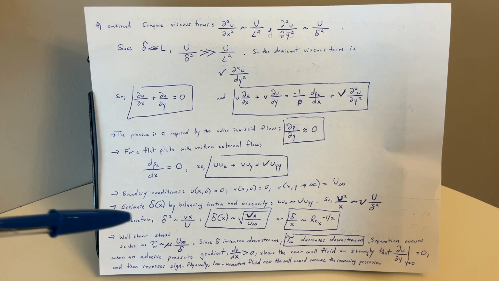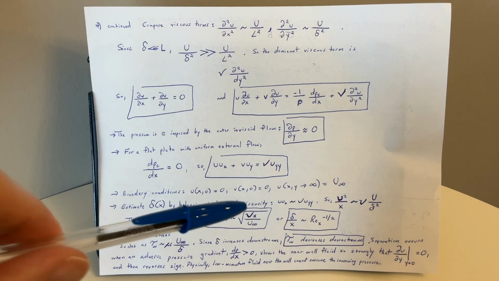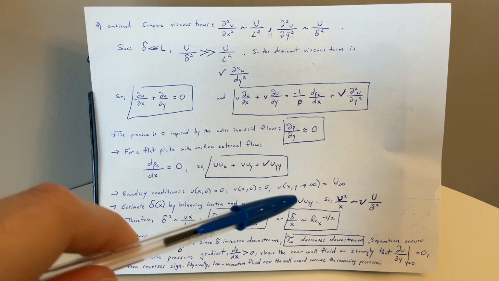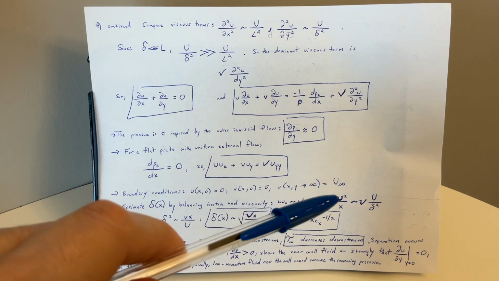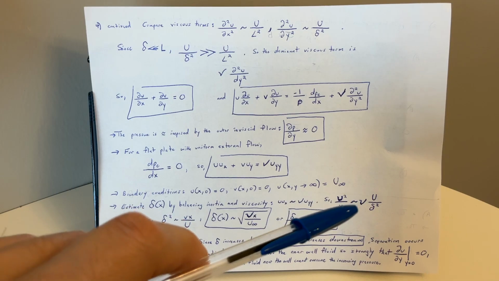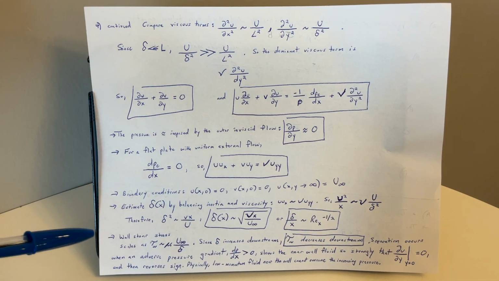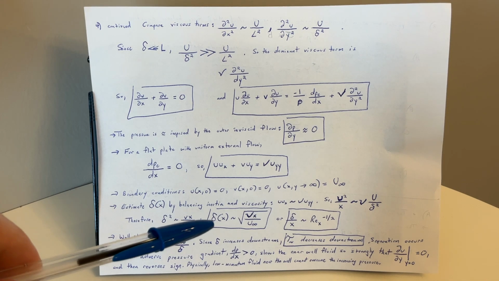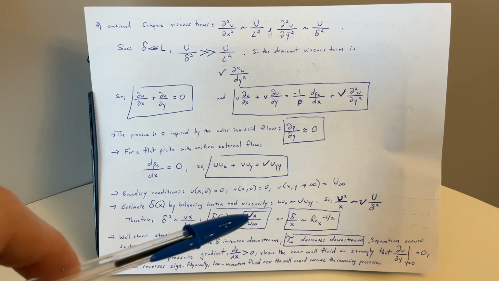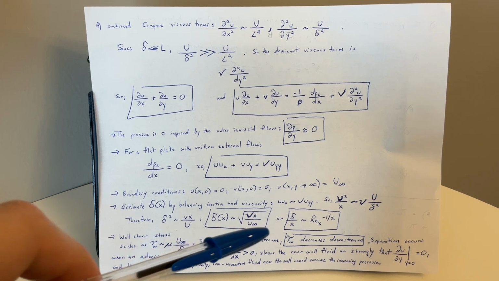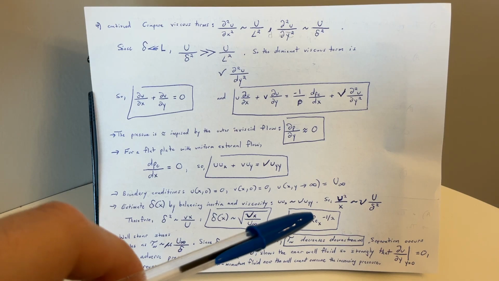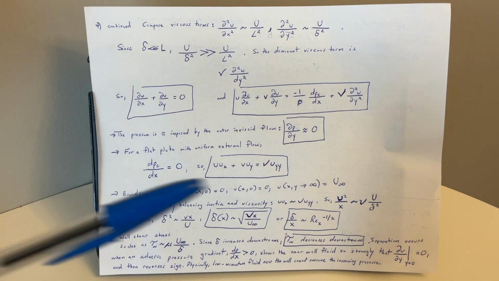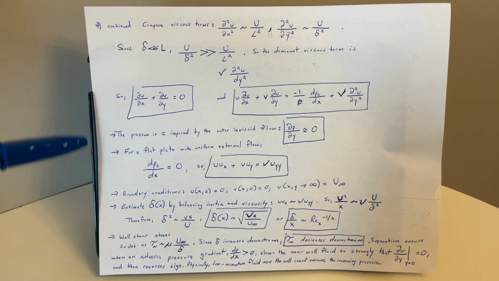So we're going to estimate here delta(x) by balancing inertia and viscosity. Our u u_x approximates nu u_yy. So we have U squared over x approximates nu U over delta squared. So therefore, our delta squared approximates nu x over U. Delta of x approximates the square root of nu x over U infinity, or delta over x approximates Re_x to the negative 1/2 there.